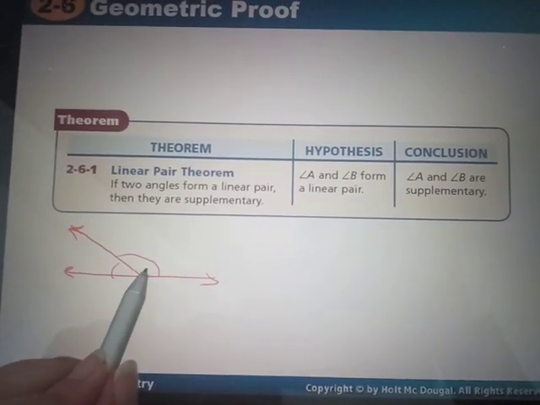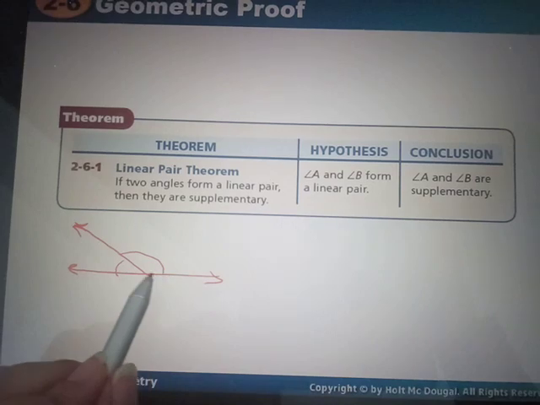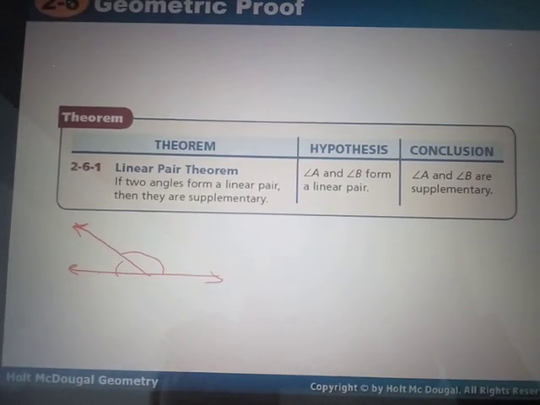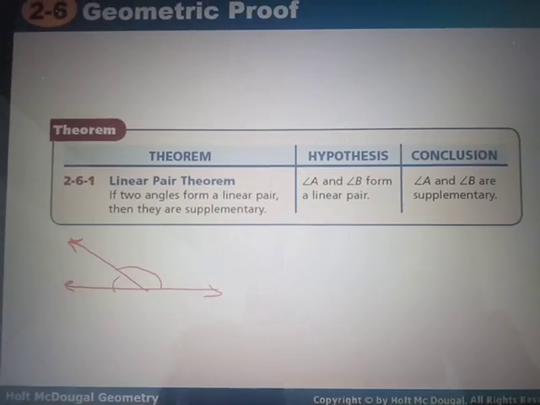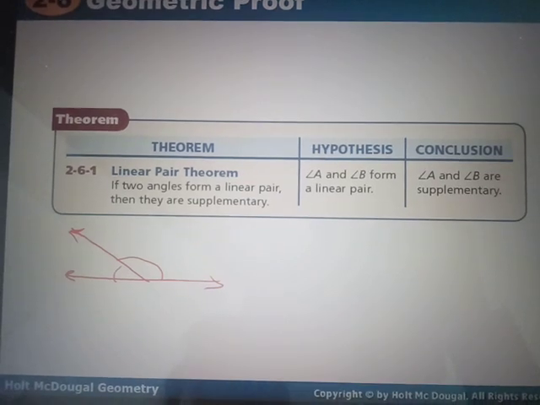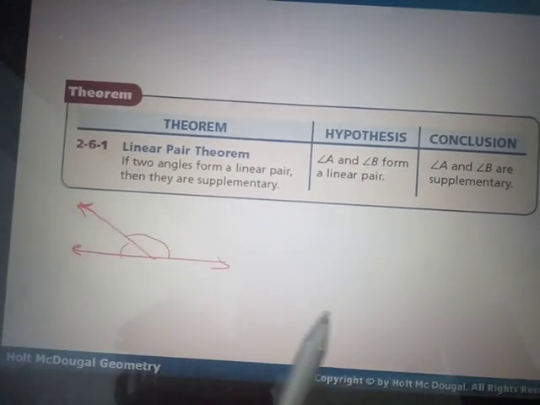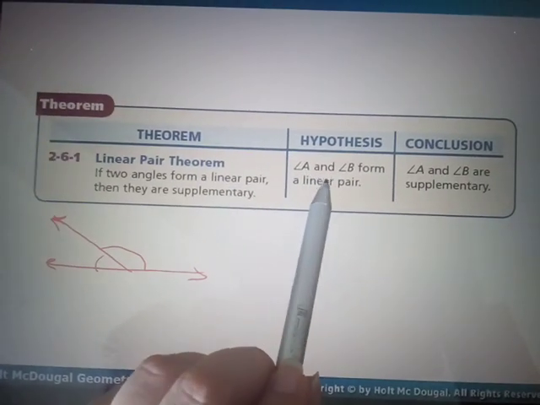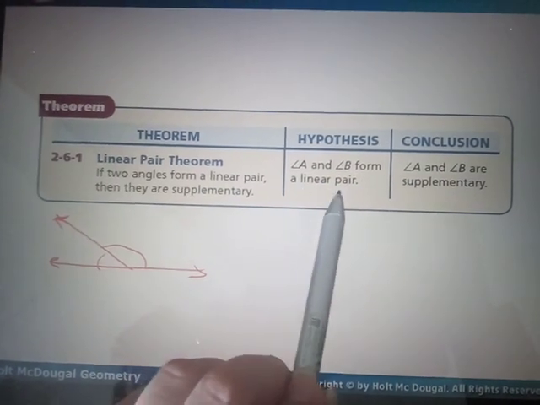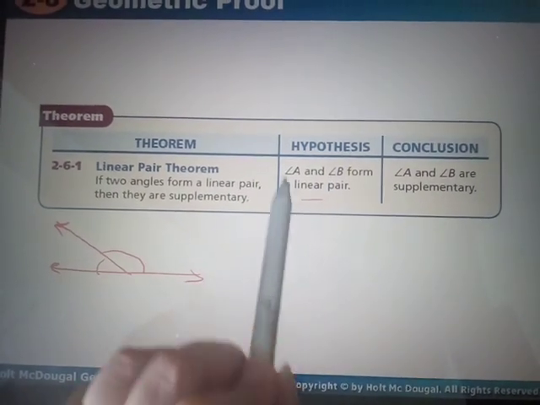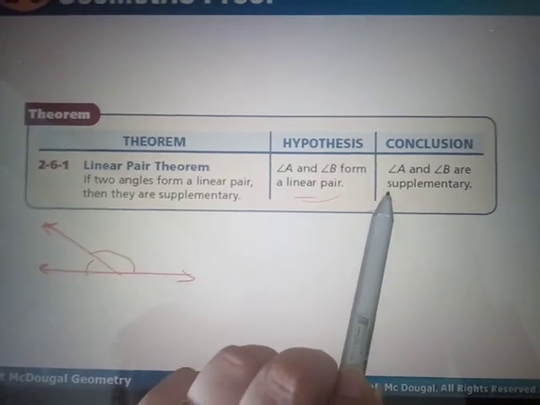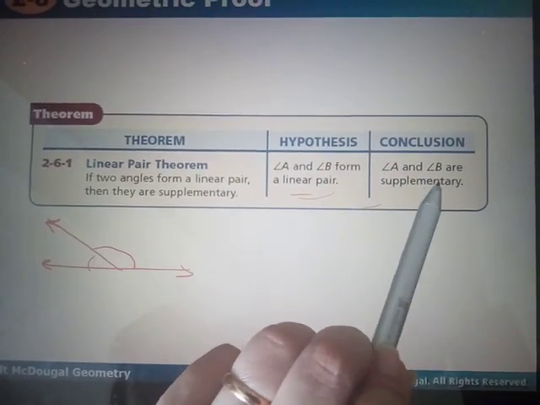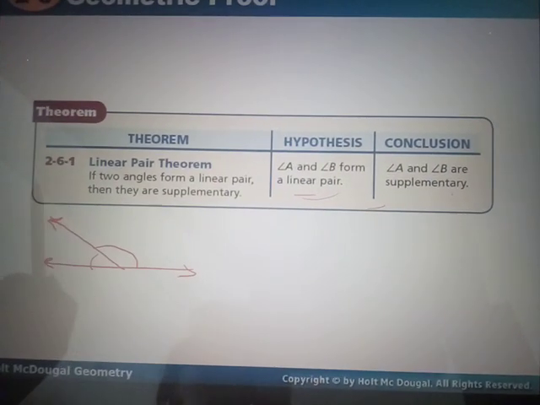What is the meaning of they are supplementary? The summation of them equals 180. The summation of the measures of the two angles equals 180. Okay, so what is the given? Angle A and angle B form a linear pair. If they form a linear pair, what is the result? What is the conclusion? Angle A and angle B are supplementary. Okay.